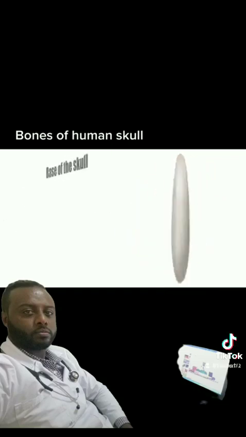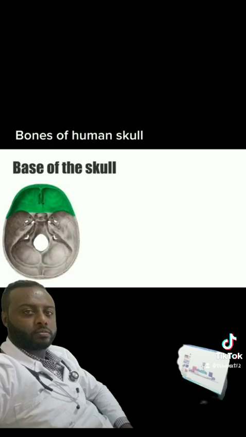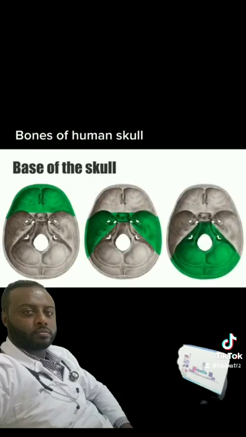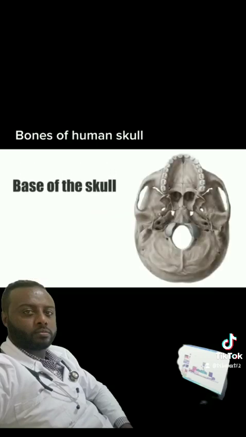The base of the skull is the caudal boundary of the cerebral cranium. Looking at it from the inside, it can be subdivided into the anterior, middle, and posterior cranial fossae. Looking at it from the outside, or inferiorly, the base of the skull is comprised of several bones, including the sphenoid, occipital, and temporal bones, maxilla, and zygomatic bone.